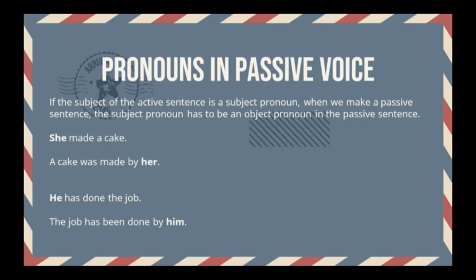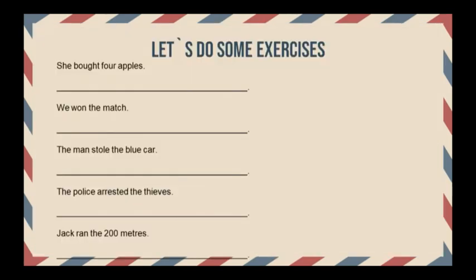Also, if we have an active sentence, he has done the job, then in the passive sentence, the job has been done by him. You'll see that the subject pronoun from an active sentence is an object pronoun in a passive sentence. So she is her, he is him, and so on. Okay, is that clear? Well done.